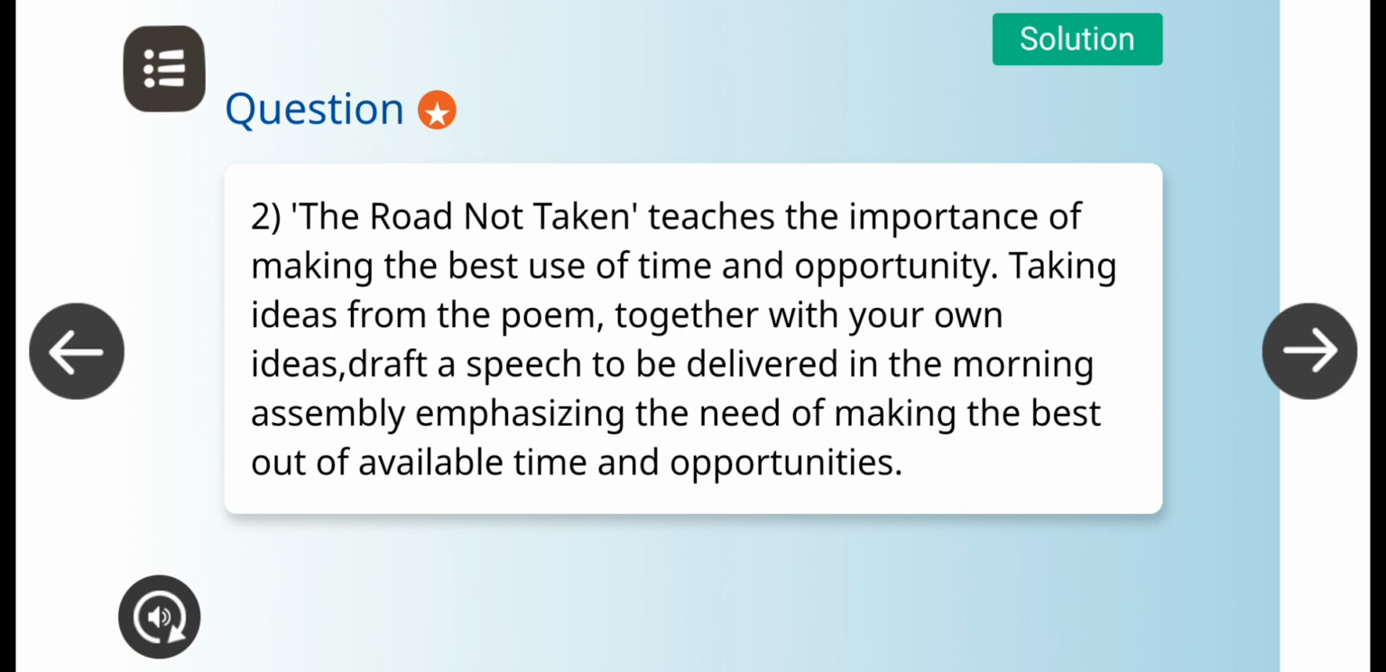The Road Not Taken teaches the importance of making the best use of time and opportunity. Taking ideas from the poem together with your own ideas, draft a speech to be delivered in the morning assembly, emphasizing the need of making the best out of available time and opportunities. This is the next question where you have to draft a speech. I would like you to write this on your own, but you may take the points from the following solution.